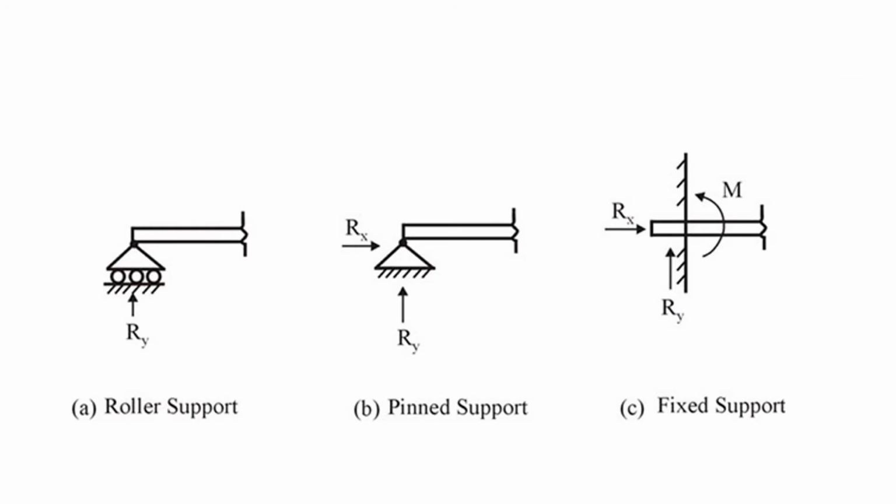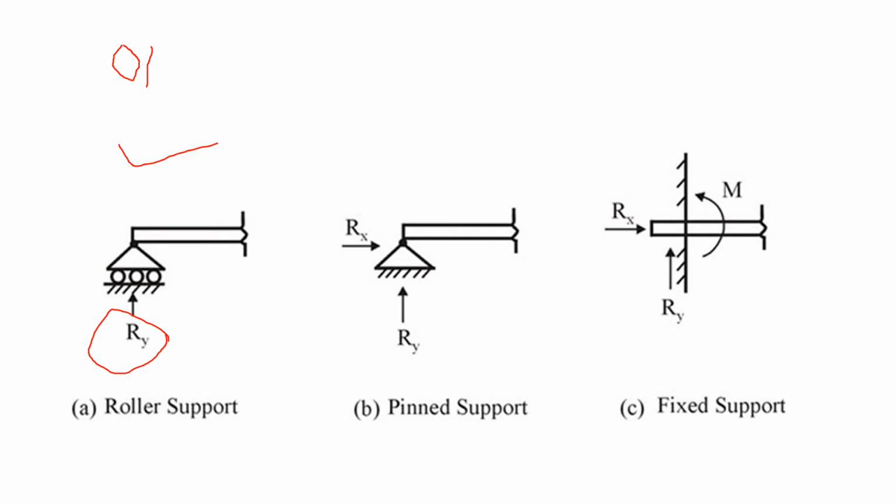Again, we'll discuss all these 3 supports. First one is roller support. This is a symbol of roller support, which is able to move only in the X direction, not able to move in the Y direction. So there will be a normal reaction in one vertical direction. So the number of unknown reactions in case of roller support is 1.